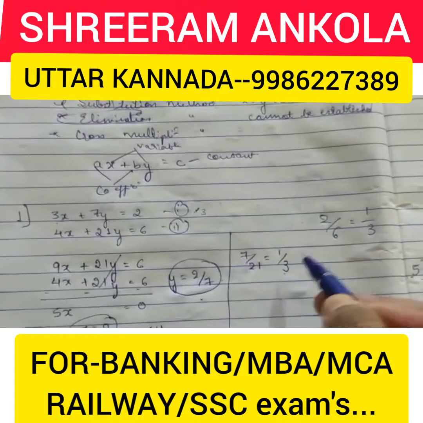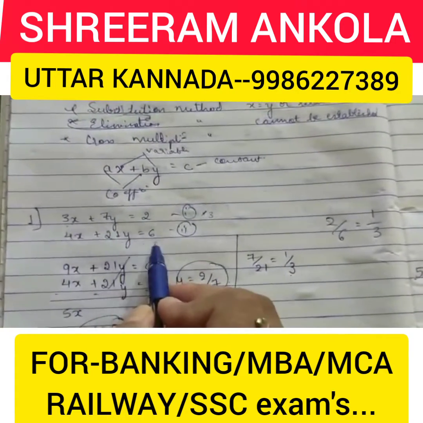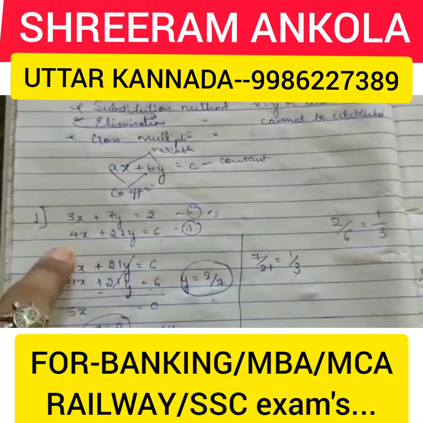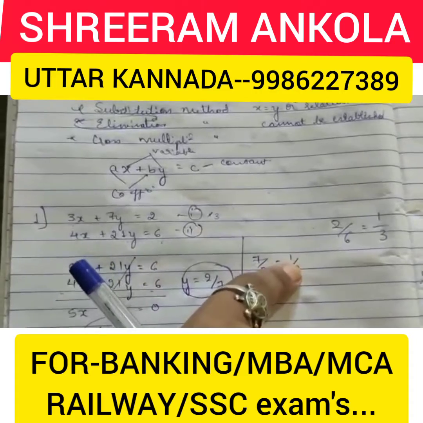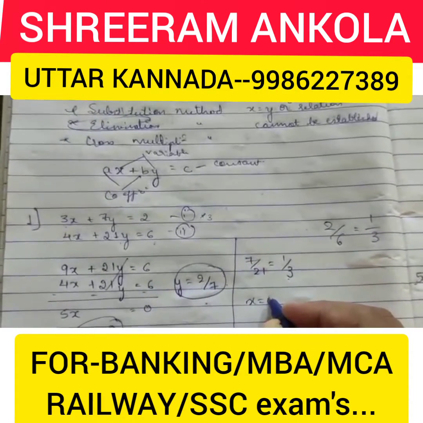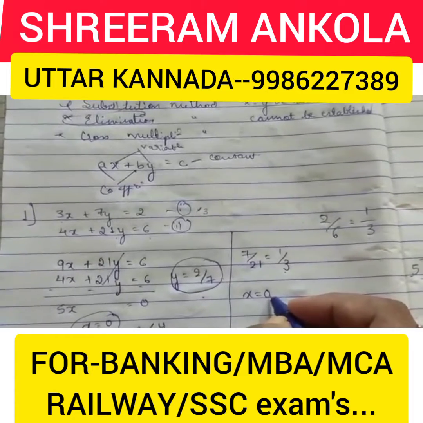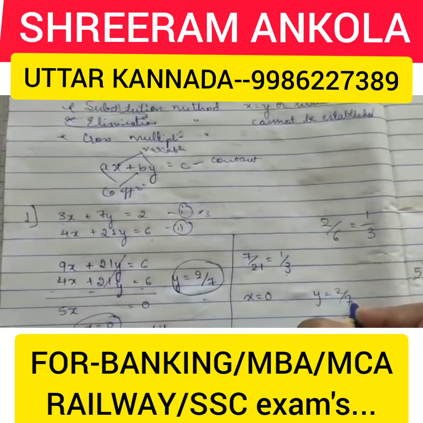This is also 1 by 3 and this is also 1 by 3, when you are getting by y and this 1 by 3, the term which has not been used in this, that is x, has not been used here, that means you can put directly x is equal to 0. x is equal to 0. When x is equal to 0, you can put here y as 2 by 7.